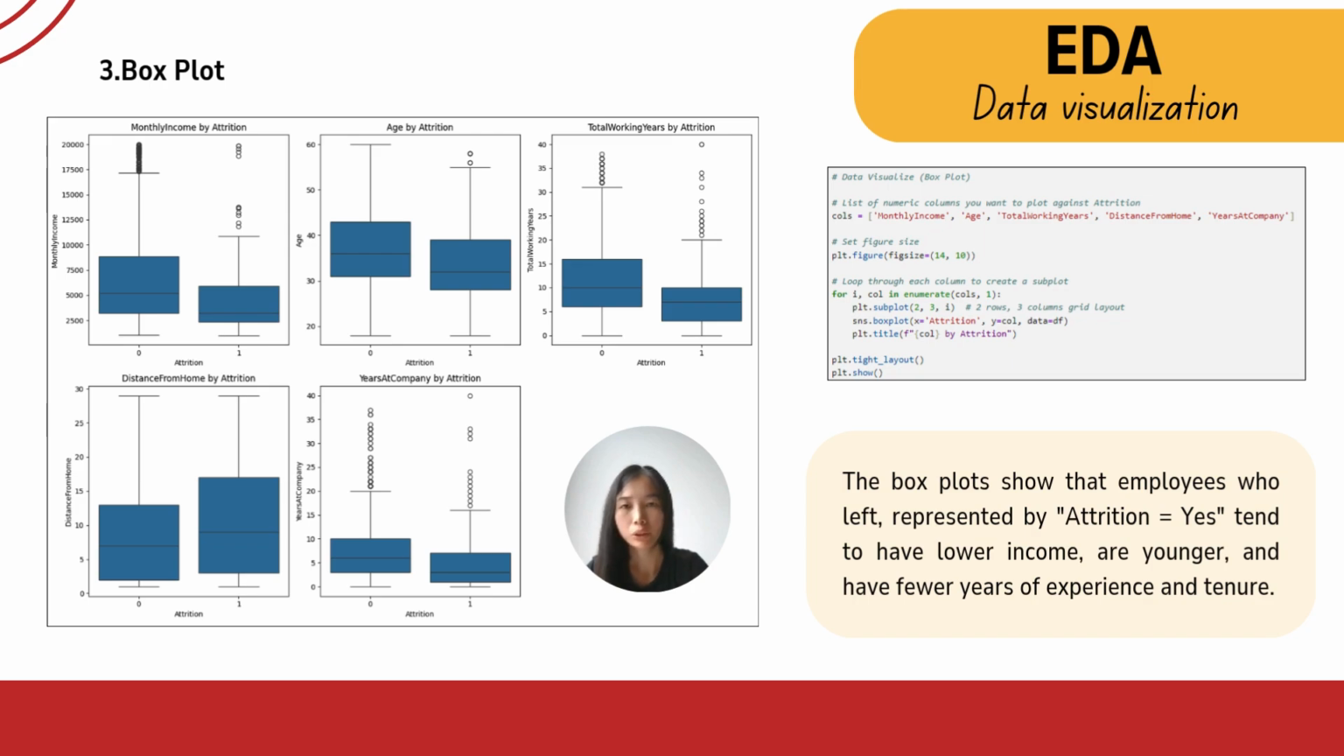Next, the box plots show that employees who left, represented by attrition equal to yes, tend to have lower income, are younger, and have fewer years of experience and tenure. Overtime was excluded because box plots are suitable for comparing continuous numerical variables across categories like attrition. Economically, improving pay and career development may help reduce attrition.